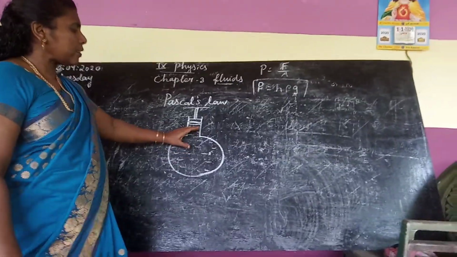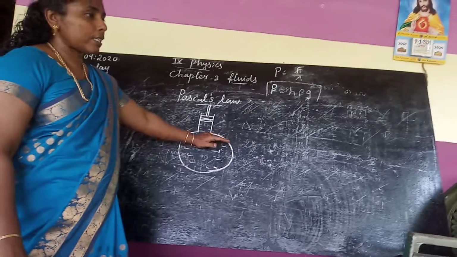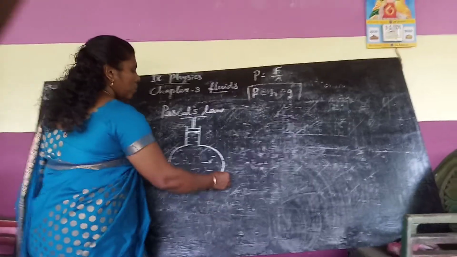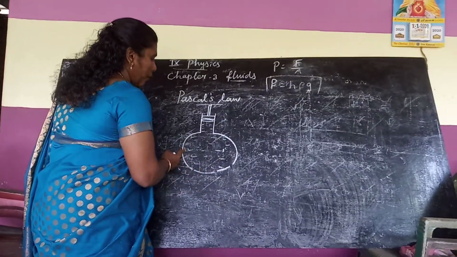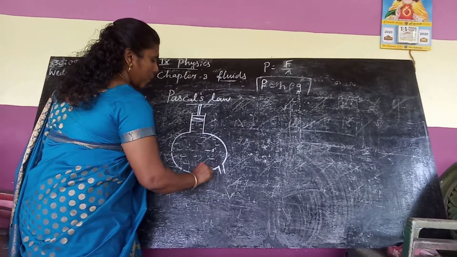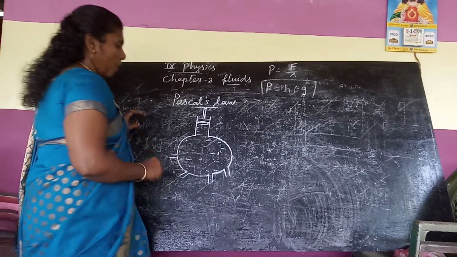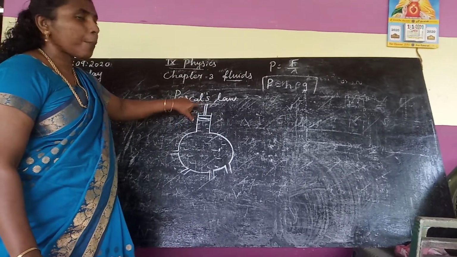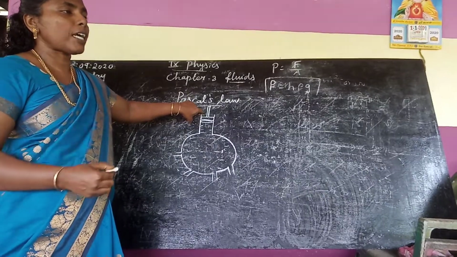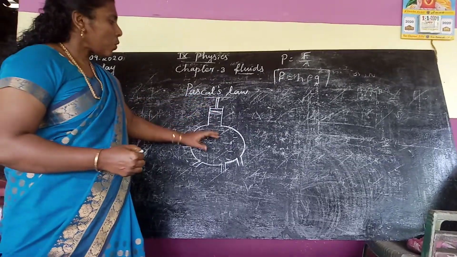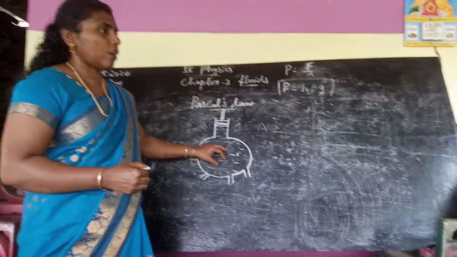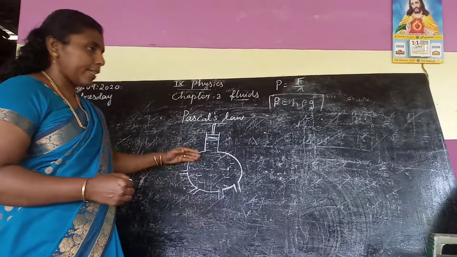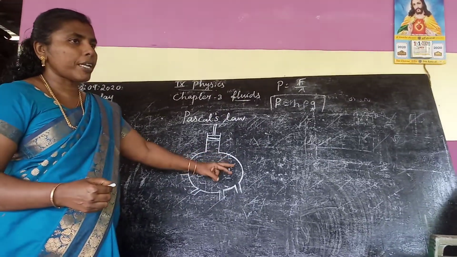Now just listen, inside this glass jar liquid is there, and it exerts some pressure. Now this glass jar has holes in all directions. See, at the bottom of the glass jar there are holes in all directions. Now what happens when we give some external pressure on the piston? The incompressible liquid transmits the pressure equally in all directions.